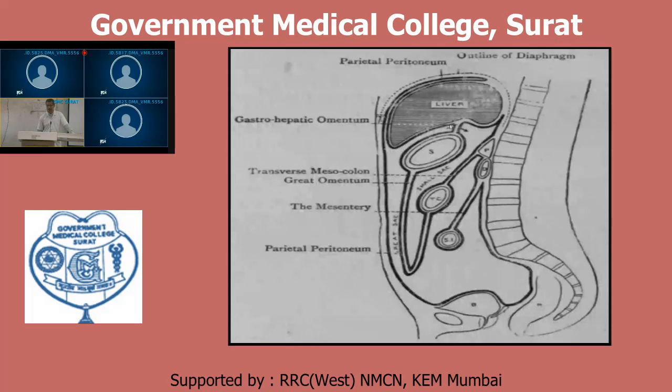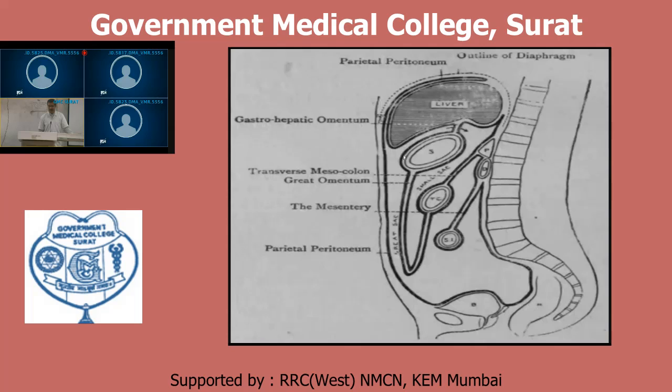In relation with the lesser curvature of the stomach, it will cover the anterior surface of the lesser omentum. It will cover the anterosuperior surface of the stomach. Then it will go downward. You can see this is covering the anterior surface of the stomach, and it is going downward, forming these layers. At the same time, it is covering the posterior surface of the stomach, and these two layers from the greater curvature of the stomach will go downward.